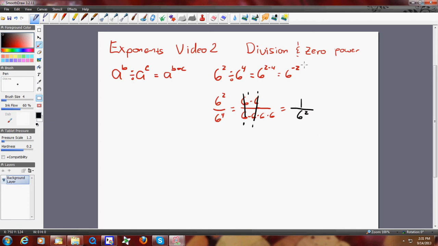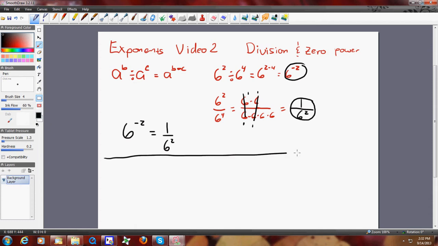Well, take a look at this. My argument was that 6 squared divided by 6 to the 4th is 6 to the negative 2, but I just showed you that it's equal to 1 over 6 squared. So, what I'm hoping you're going to realize is this. 6 to the negative 2 is really equal to 1 over 6 to the 2, right? 6 squared. This actually brings up another law, and this law is huge.